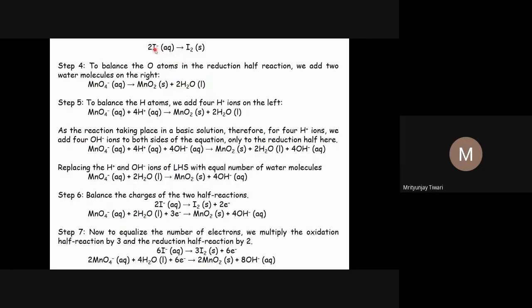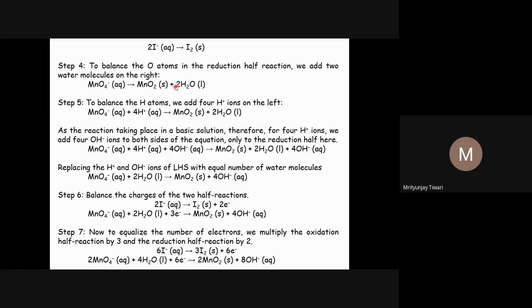So to balance iodine atoms in the oxidation half reaction, we write it as 2 I minus gives I2, and I2 iodine is solid, we know, so let us not worry about this. And the second half, the reduction half, is already balanced in terms of manganese atoms, and oxygen atoms are not balanced, so we will balance them in this step.